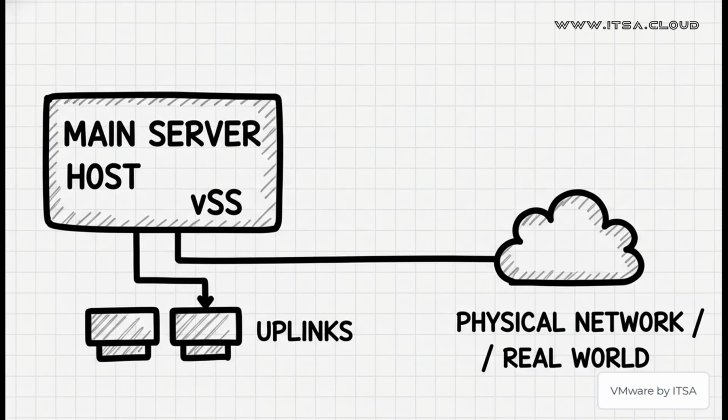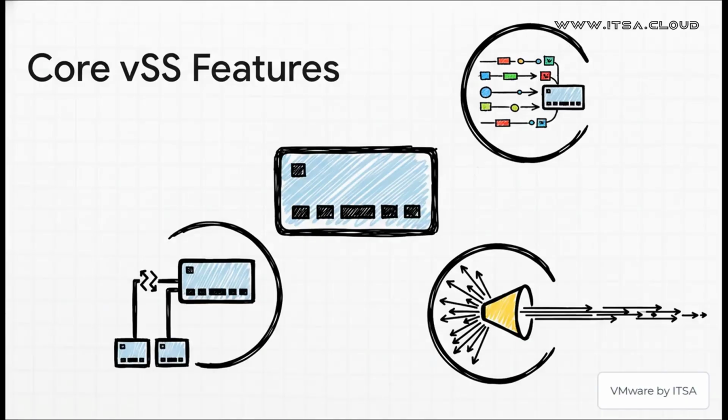Okay, so our VMs are connected, the host is connected, but everything is still trapped inside the server. How does any of this get to the outside world? That is the absolutely crucial job of the uplinks. These are the actual physical network cards in the server that act as the bridge between our entire virtual world and the physical network.